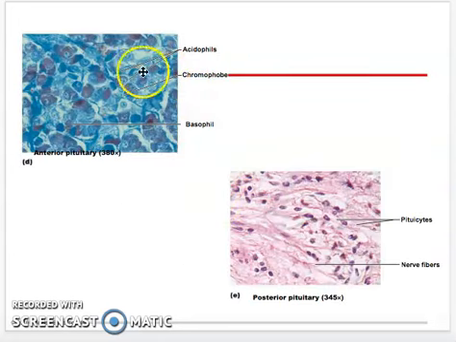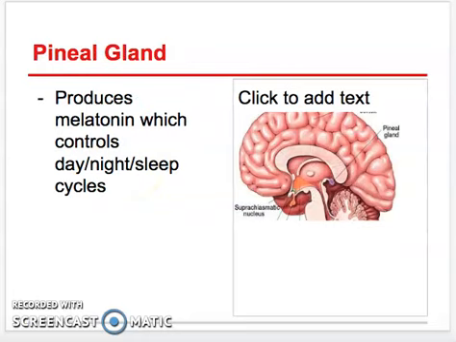Here's just a picture of the histology. Here's the anterior pituitary and the posterior pituitary. The most important thing to see here is that the anterior pituitary has very densely packed cells, and the posterior pituitary has nerve fibers running through it. So not all slides are going to have the anterior pituitary blue, but you're going to see these dense cells in the anterior pituitary regardless of what staining is used.